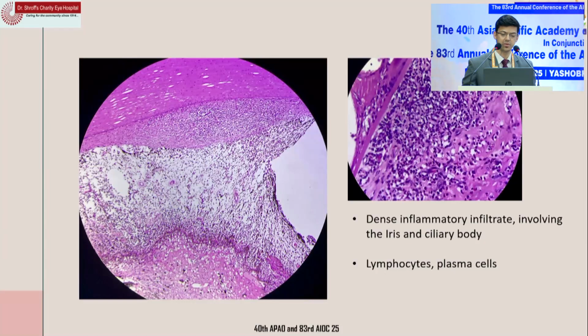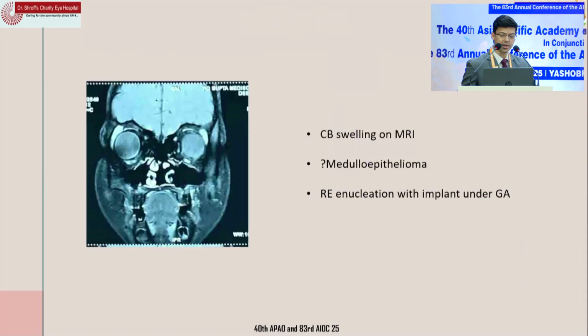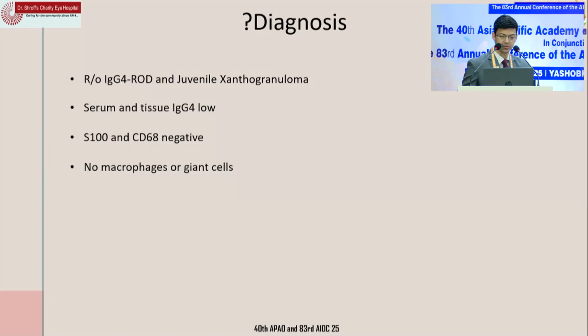But on the enucleated eyeball specimen, surprisingly, a dense inflammatory infiltrate was noted, involving the iris as well as the ciliary body, with a lot of lymphocytes and plasma cells. Multiple diagnoses were kept in mind. IgG4 was again considered along with xanthogranuloma, but the serum and tissue IgG4 levels were low and markers for histiocytes were negative. There were no macrophages to support xanthogranuloma. So a final diagnosis of intraocular IOID was made, and no further treatment was done for this patient.